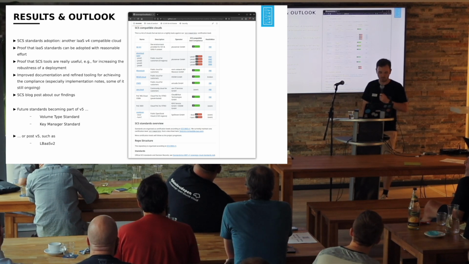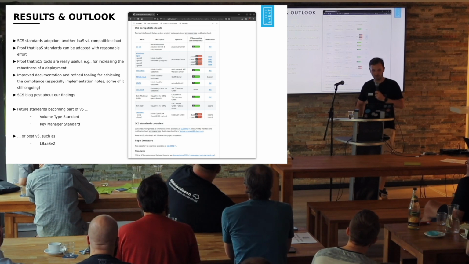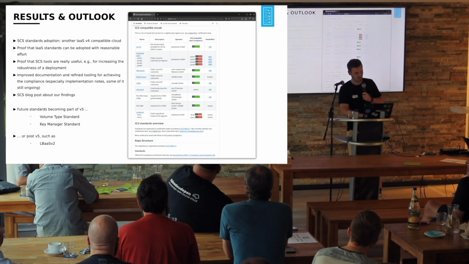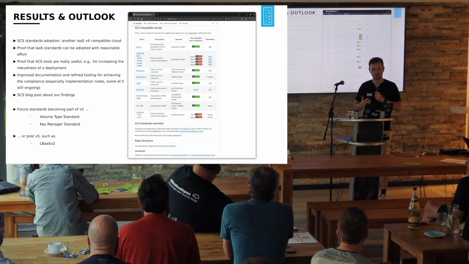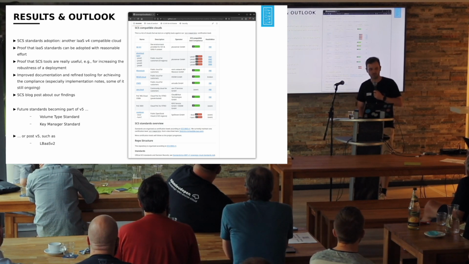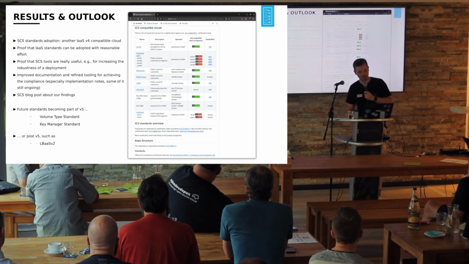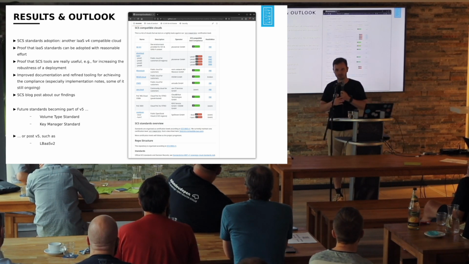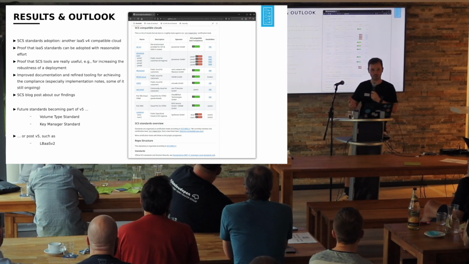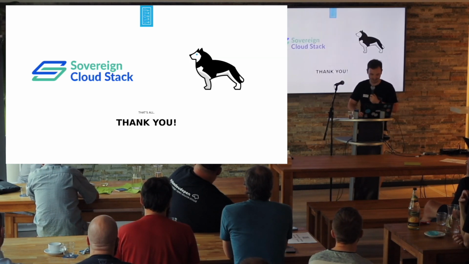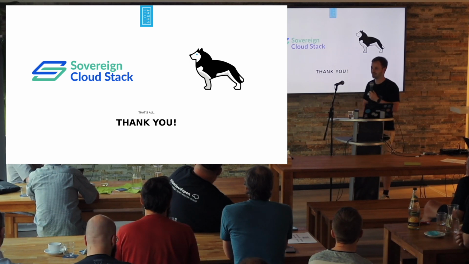Previously, I mentioned that we had some vagueness in the documentation. We, of course, fixed that. We added some implementation notes, so it will be easier to find for newcomers. And we also had a blog post about our findings. And for the outlook, of course, we want to keep up with the upcoming standards, like maybe volume type standards, key manager standards, everything which comes in version 5 and later versions. And that's it for today. Thank you.